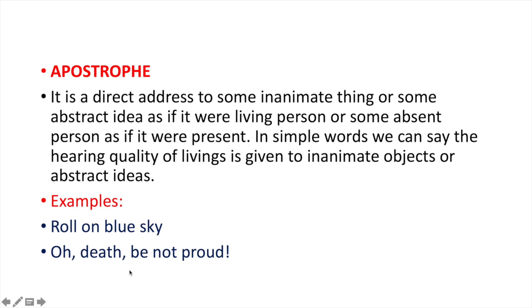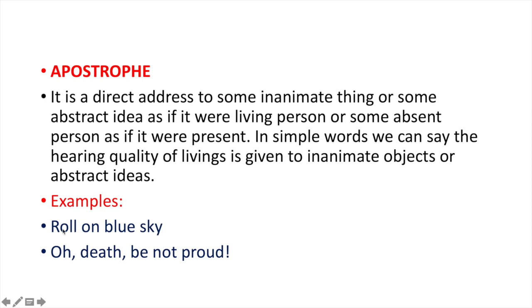As I said earlier, this figure of speech apostrophe is very much similar to personification. The only difference is that in personification any quality of humans can be used to describe inanimate objects or abstract notions, whereas in apostrophe it is the hearing quality of humans, as we humans can hear and speak. So the hearing quality of humans is given to inanimate objects or abstract notions. Now this concept will be more clear with the help of examples.